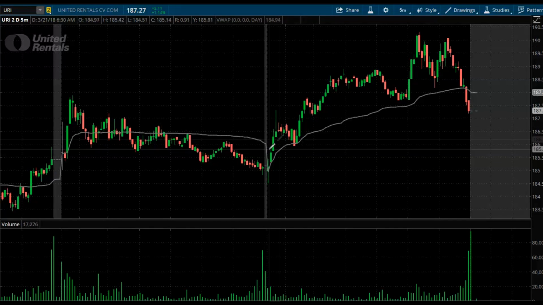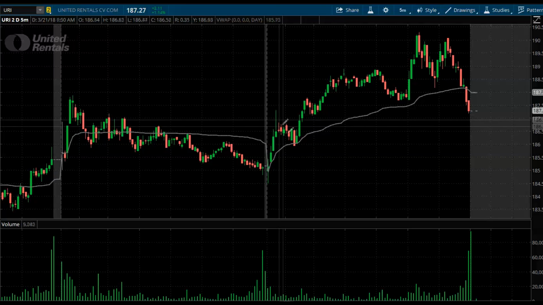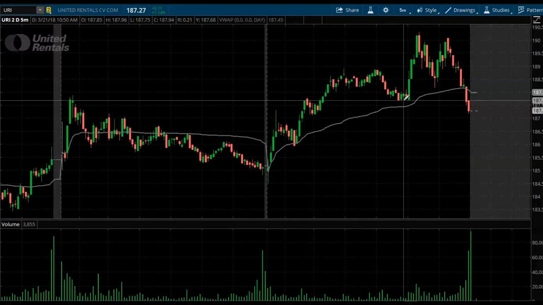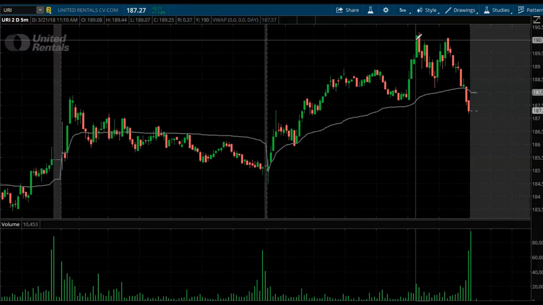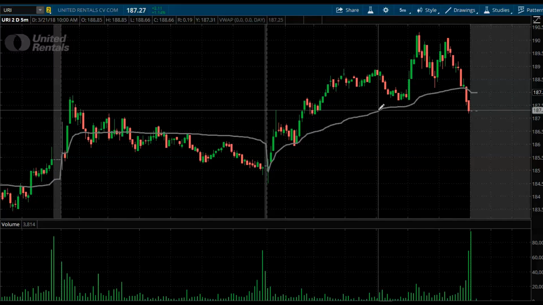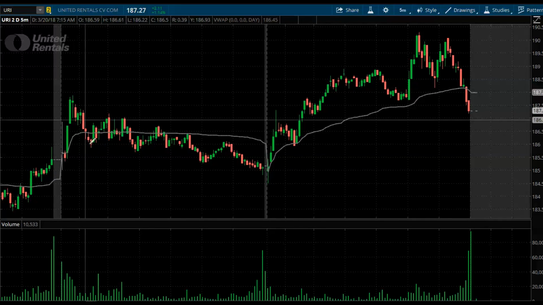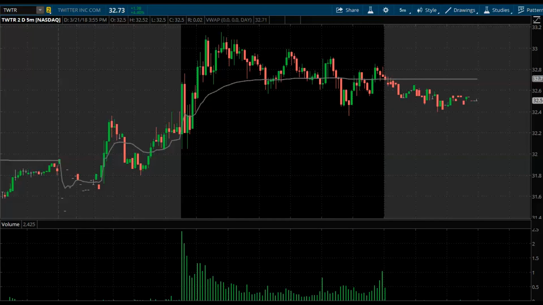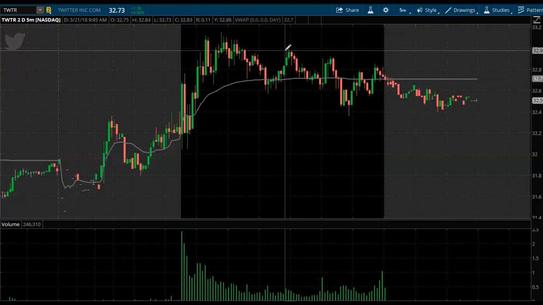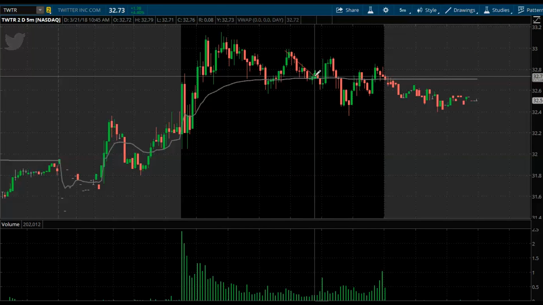URI, here's another one. Same thing, vert in the morning, pulls back into the VWAP, goes vert again, pulls back to the VWAP, goes vert again, pulls back to the VWAP. So you guys see the rhythm right there, okay? You can pick whatever, it did the day before here, vert back to the VWAP. You can pick anything you want. Here's Twitter, vert, goes back into the VWAP, pops, goes back into the VWAP. You see how it just keeps doing that. This is how you make money.